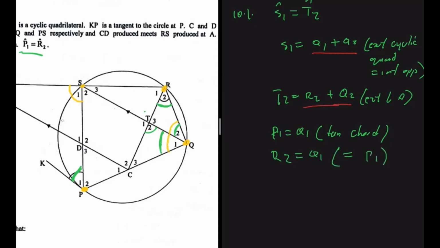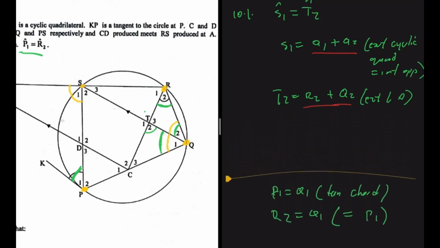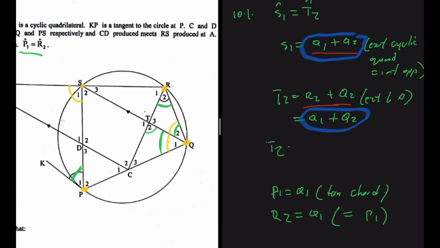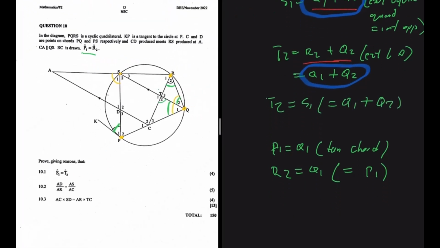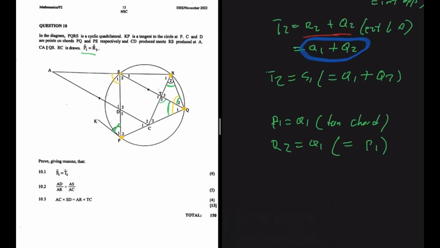So now you should be able to see here. Let me show you something. Instead of R2, we can write Q1 because we have proved that R2 is equal to Q1 because they're all equal to P1. So instead of R2 plus Q2, we can say Q1 plus Q2, right? So now it will be easy to see that S1 is Q1 plus Q2 and T2 is Q1 plus Q2. So we have proved that T2 is equal to S1 since they are both equal to Q1 plus Q2. And yes, you get your 4 marks. And now let's move to 10.2.